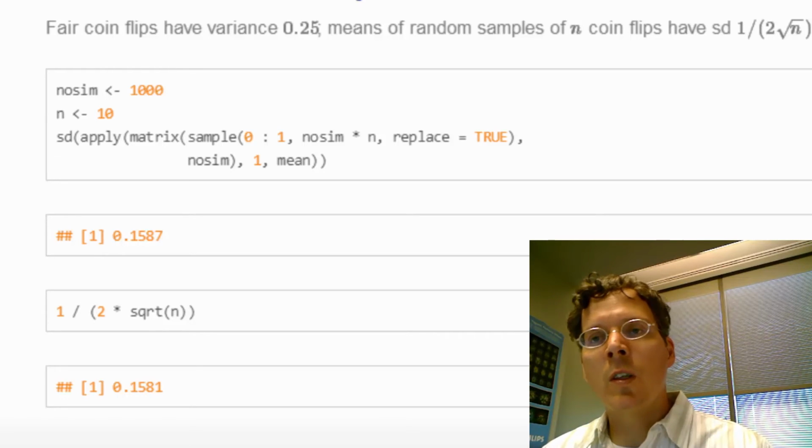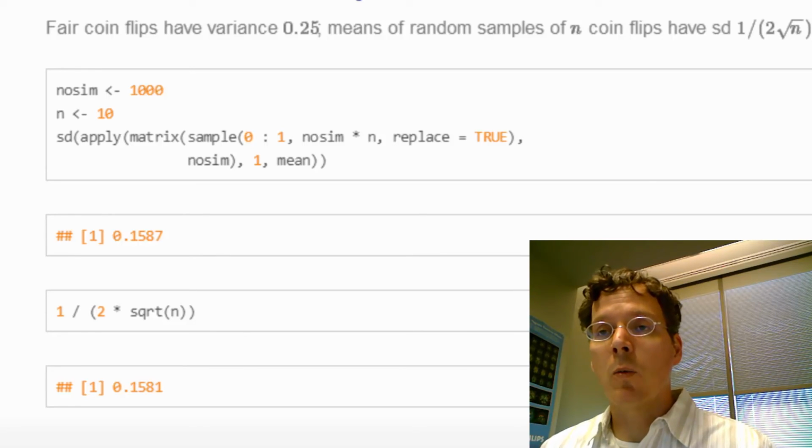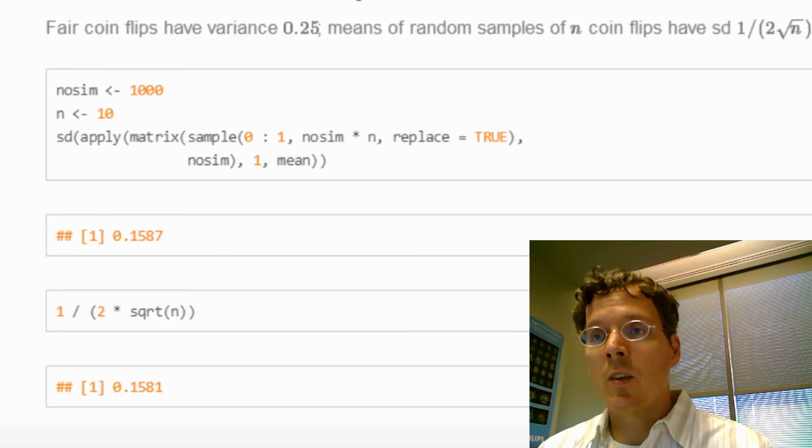So again, the only time you'll ever have to do these simulation experiments is in a class like this where you're learning about what the standard error of the mean is actually implying.